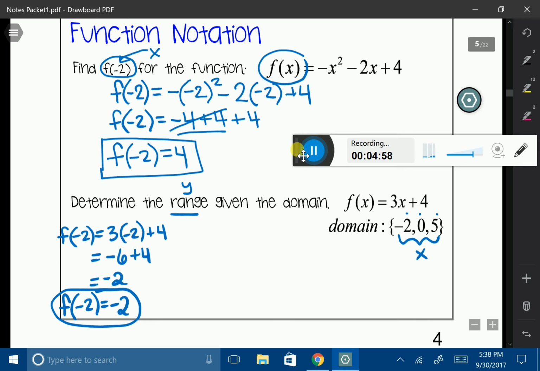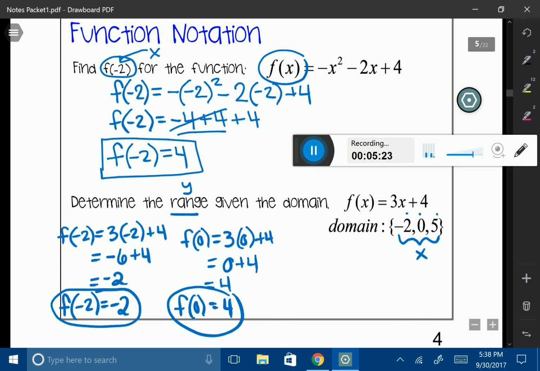All right, let's do another one. The second domain value is 0. So f of 0 is equal to 3 times 0 plus 4. Let's go ahead and simplify it. 0 plus 4, so that's going to equal 4. So my second range value is going to be f of 0 is equal to 4.